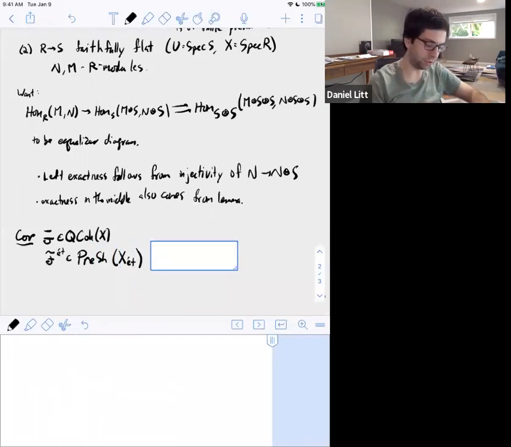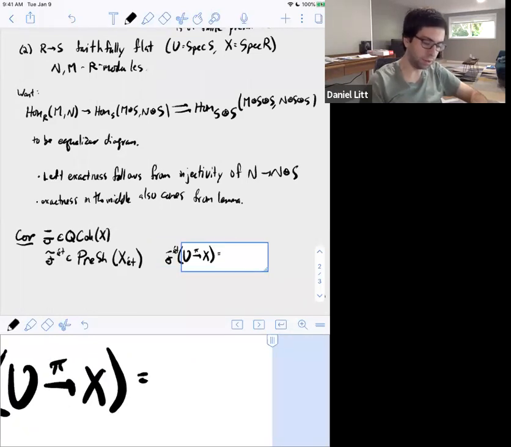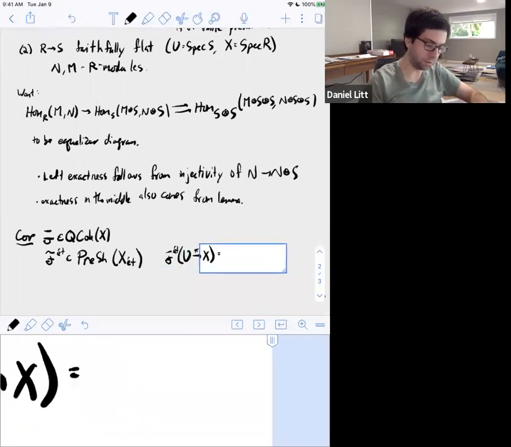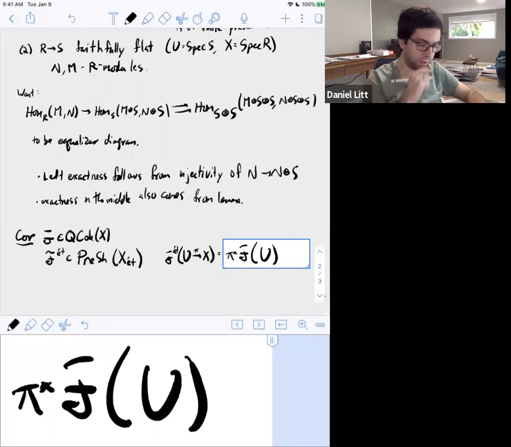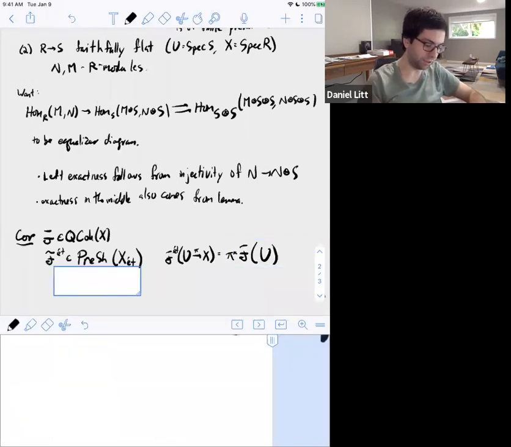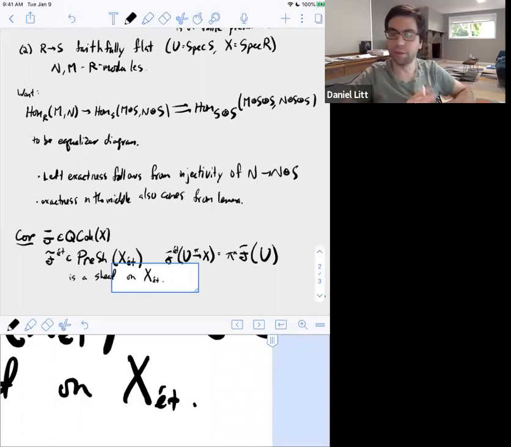So let me just remind you: F étale of some étale map U to X, where pi is the map, was just to take the inverse image of F along this map pi and evaluate on U. So the corollary is that this is a sheaf on X étale. And the same would be true on fppf. So can anyone tell me why this is a corollary?